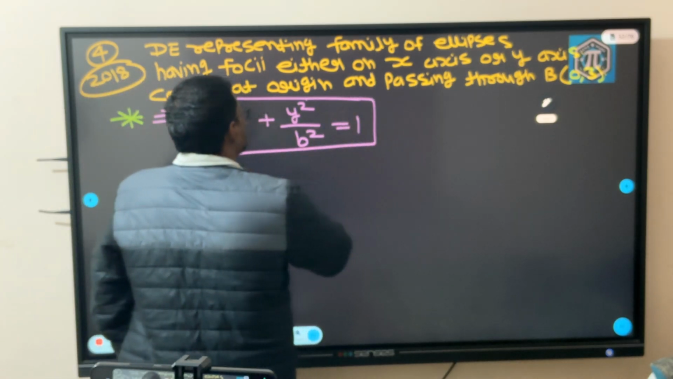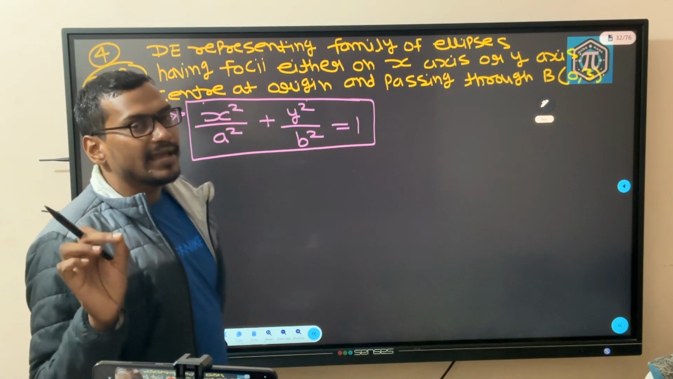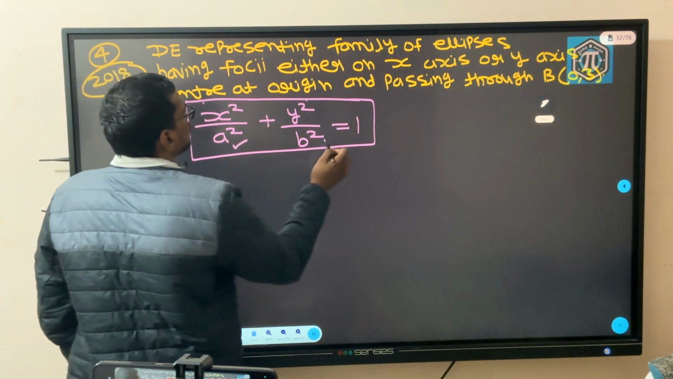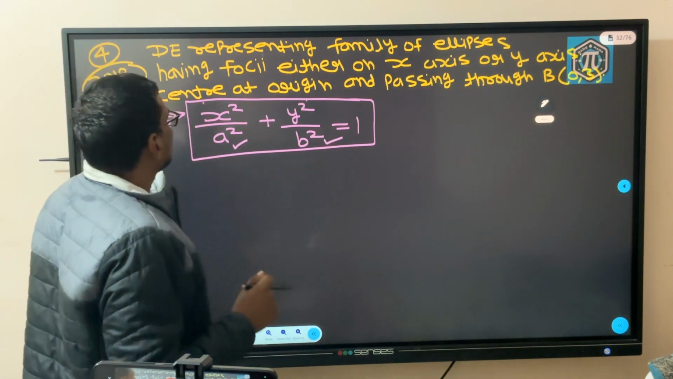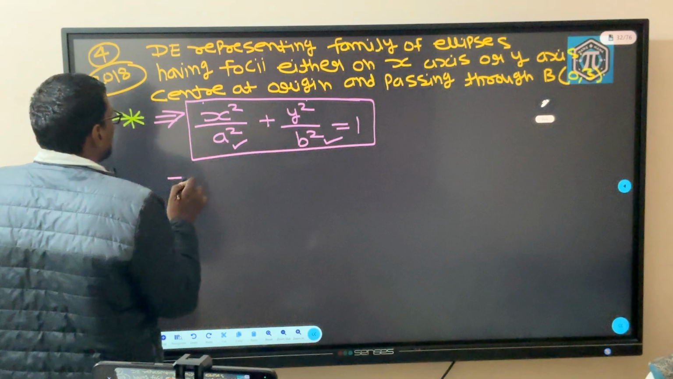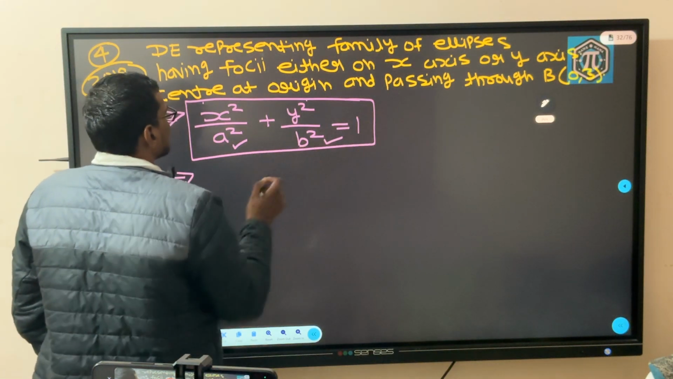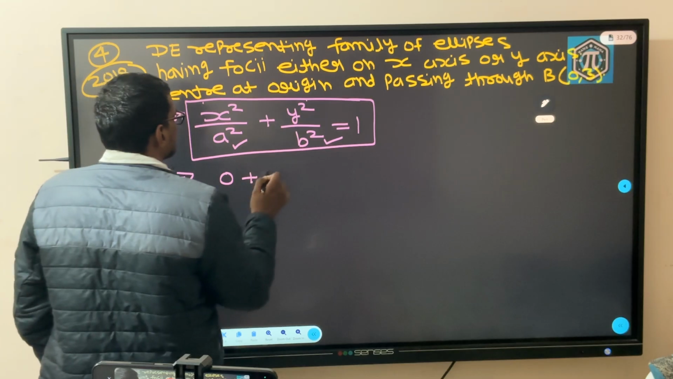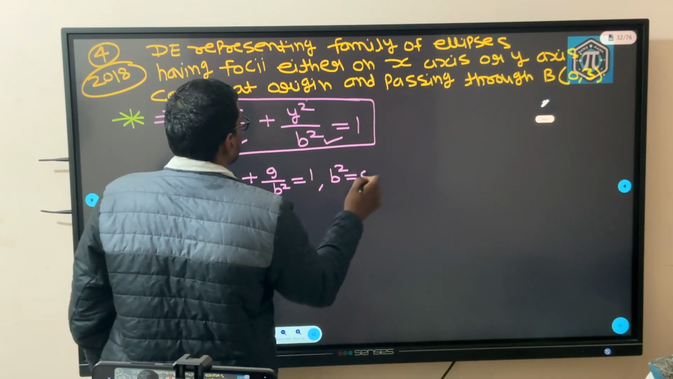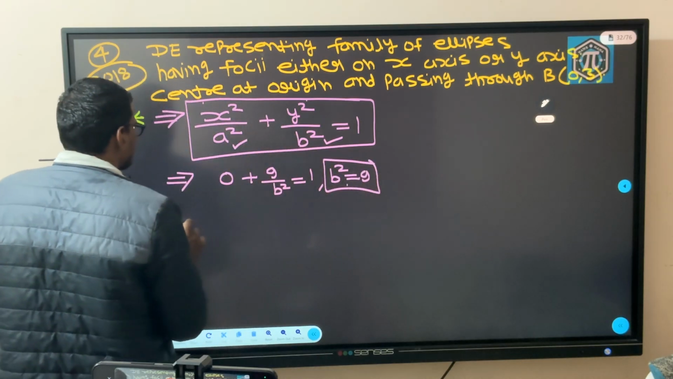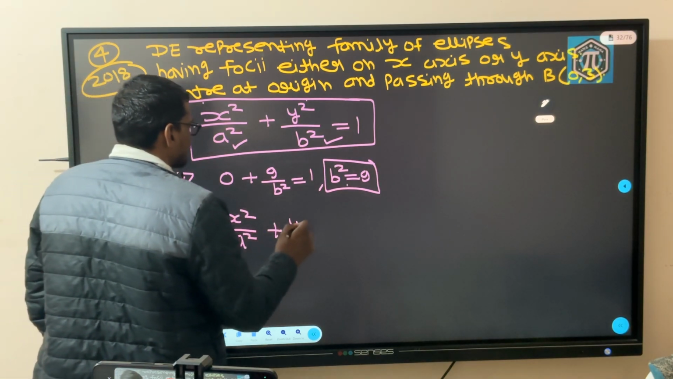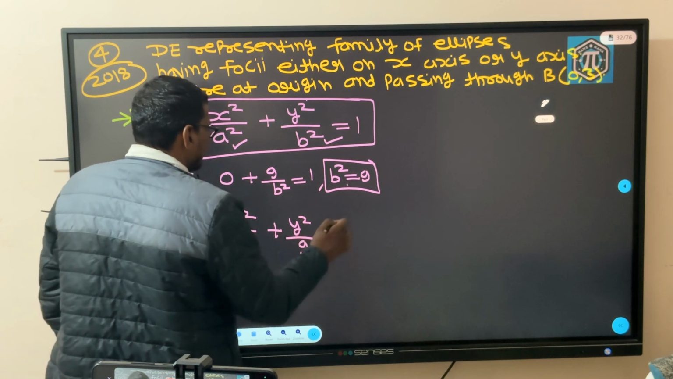Right? So that is the ellipse whose foci are on the x-axis. Form the differential equation. Here you will see a total of two arbitrary constants, but they told us it passes through (0, 3). So if you put 0 in place of x and 3 in place of y, you will get 0 plus 9 by b square equal to 1. That is, b square equals 9. If you put it here, you will get x square by a square plus y square by 9 equal to 1.